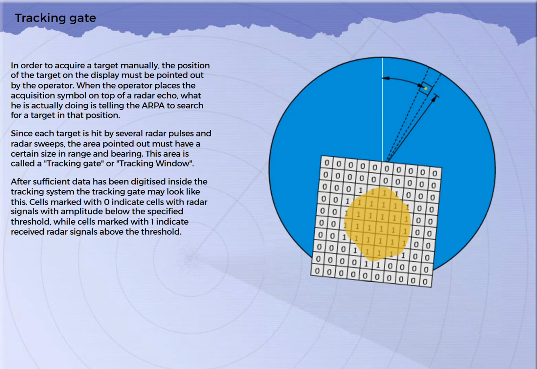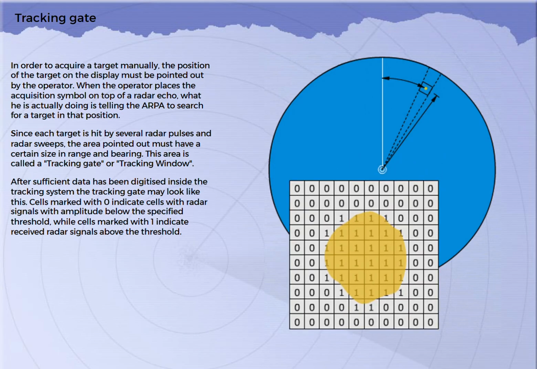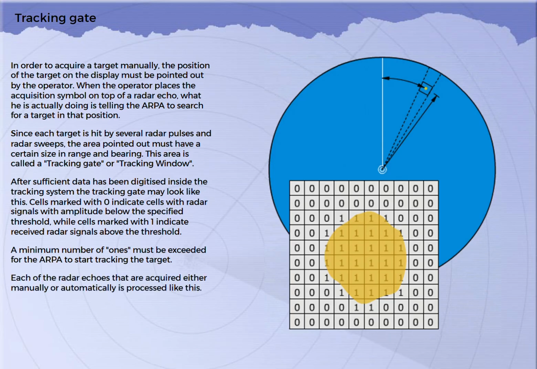After sufficient data has been digitized inside the tracking system, the tracking gate may look like this. Cells marked with 0 indicate cells with radar signals with amplitude below the specified threshold, while cells marked with 1 indicate received radar signals above the threshold. A minimum number of 1s must be exceeded for the ARPA to start tracking the target. Each of the radar echoes that are acquired either manually or automatically is processed like this.